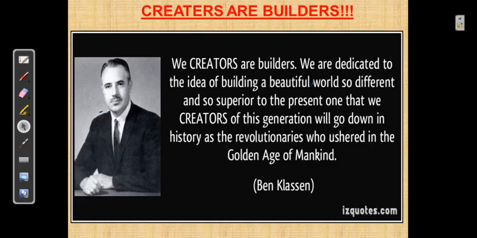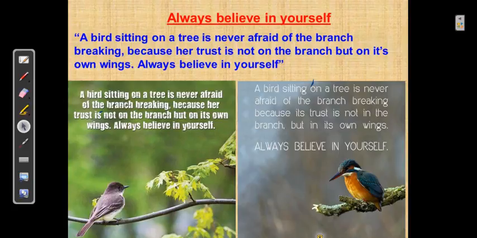Another one, creators or builders. We creators or builders are dedicated to the idea of building a beautiful world so different and so superior to the present. One that we creators of this generation will go down in history as the revolutionaries who ushered in the golden age of mankind. That has been the lesson.